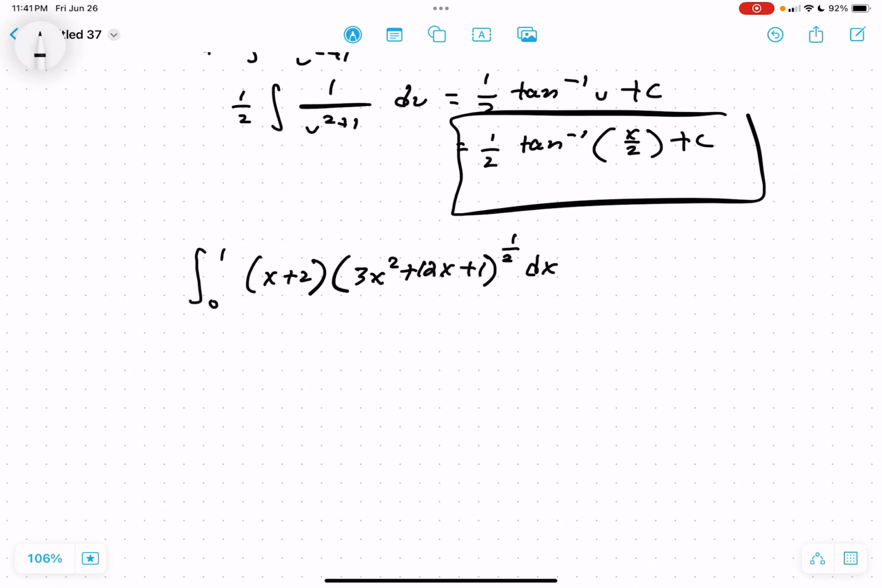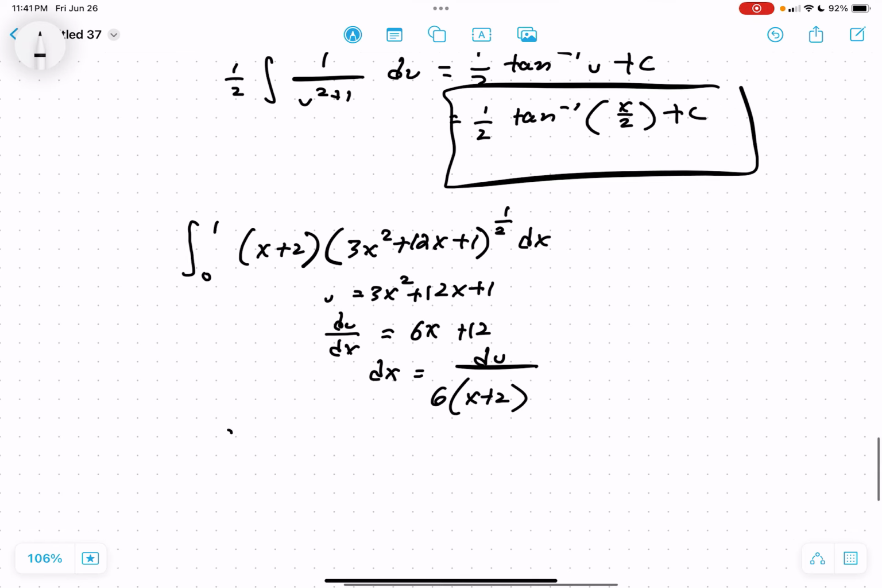Now I'm going to try letting u equal 3x squared plus 12x plus 1. So I'm going to say u equals 3x squared plus 12x plus 1. And I get du/dx equals 6x plus 12. And when I solve for dx, I get dx equals du over 6 times (x plus 2).